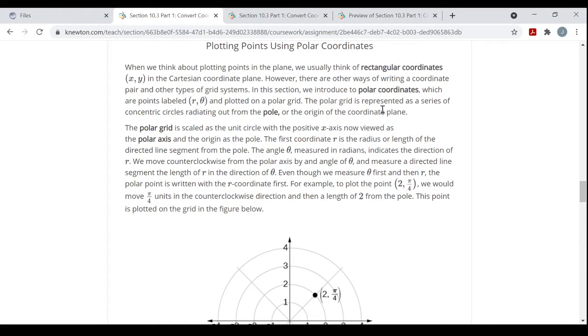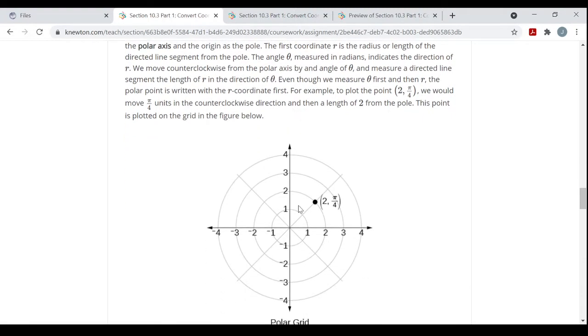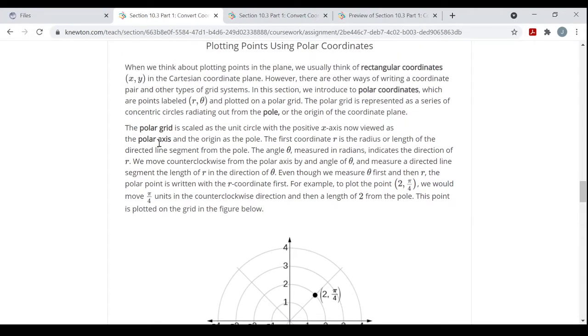The polar grid is represented as a series of concentric circles, circles with the same center, radiating out from the pole, or the origin of the coordinate plane. So in polar coordinates, the origin is now called the pole. I might still just keep calling it the origin. The polar grid is scaled as the unit circle, with the positive x-axis now viewed as the polar axis and the origin as the pole.